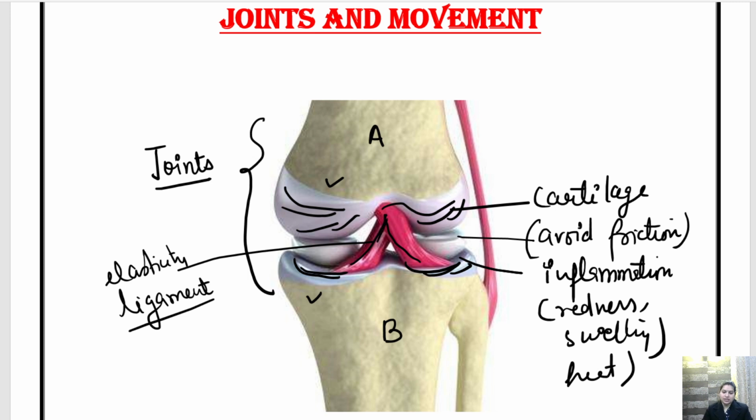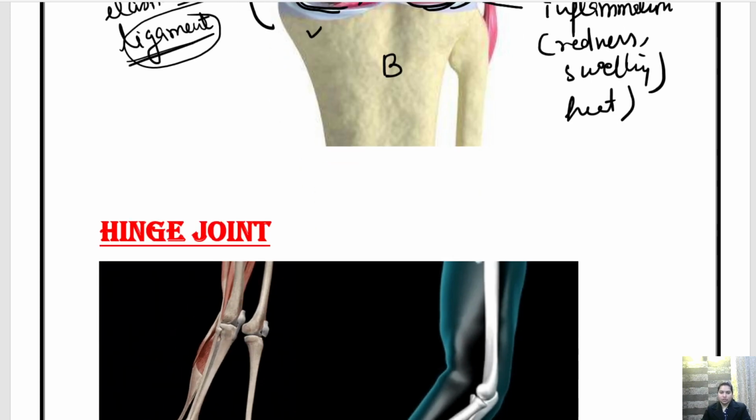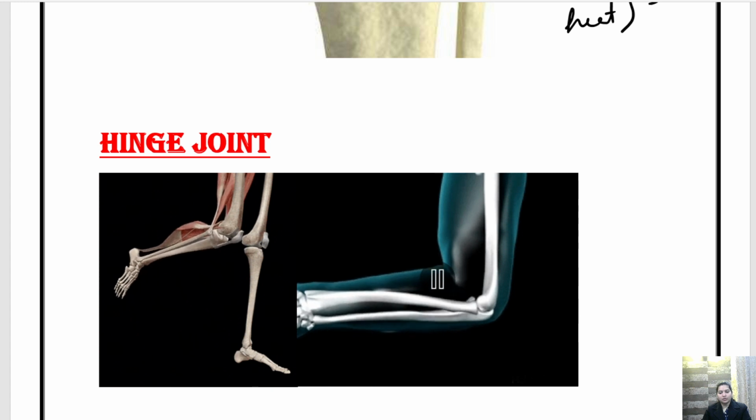So this is ligament. What is ligament? This joining is called ligament. Okay, clear? Okay, so we know that there are certain joints that are movable, certain joints that are immovable. Immovable are basically skull joints, the joints present in the skull. There are certain immovable joints. There are certain movable joints.